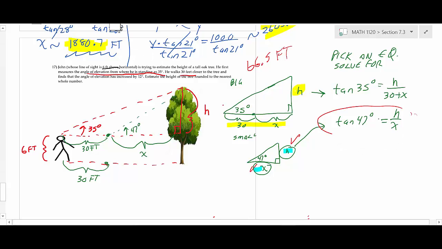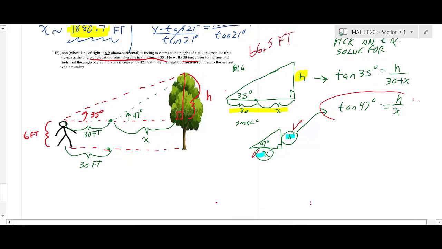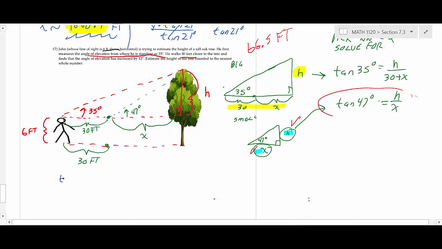Okay, so here's what I'm going to do. And it's my decision on what I do. To me, it's just as easy to solve this equation for h. Or you could go up and solve this one for h. It doesn't make any difference. So I'm going to move this over here, and write down the equation tangent 47 equals h over x. And I'm going to solve this equation for h. So it just means I'm going to multiply both sides by x to get rid of the fraction. So I will have h is equal to x tangent of 47 like that, okay?